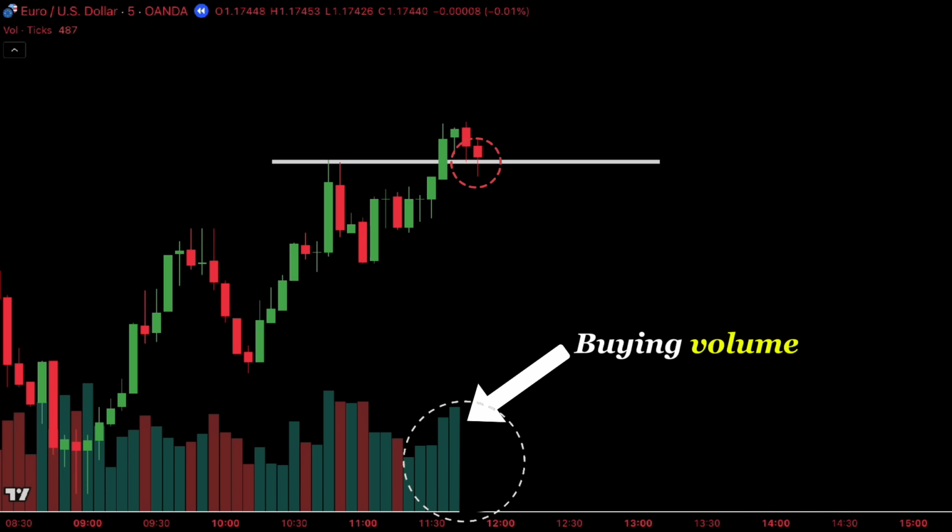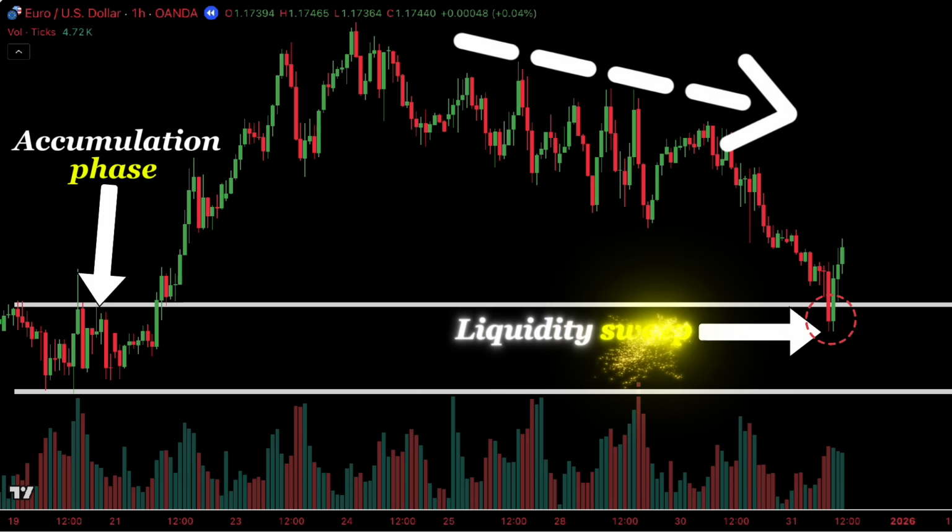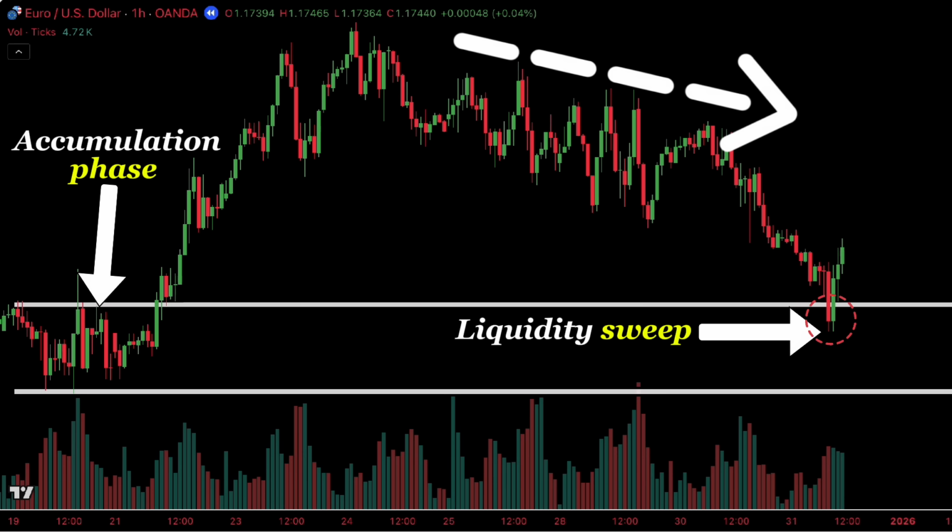But before entering, we need to check the higher time frame. We can clearly see that the market is trending down. However, if we look to the left, we can identify an accumulation phase. When the market reaches this area again, it breaks below the support level and then closes back above it, forming a liquidity sweep. After that, price moves higher, which signals a potential bullish reversal. So, on the hourly time frame, we have a bullish reversal signal, and on the 5-minute time frame, we have a buy signal. This means the higher time frame is aligned with the lower time frame.